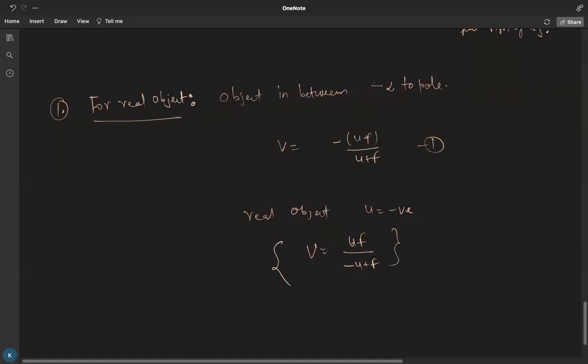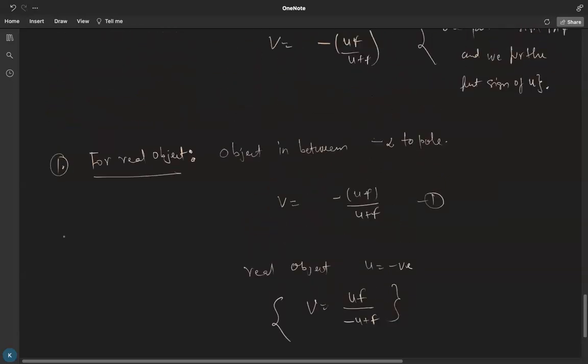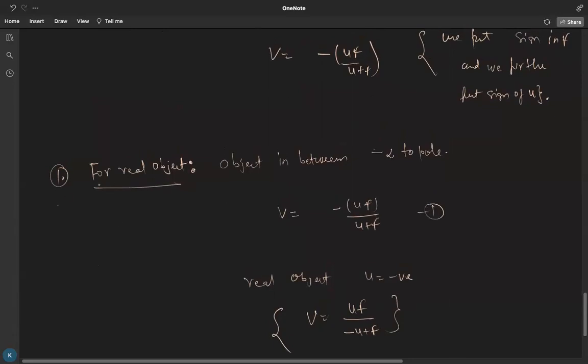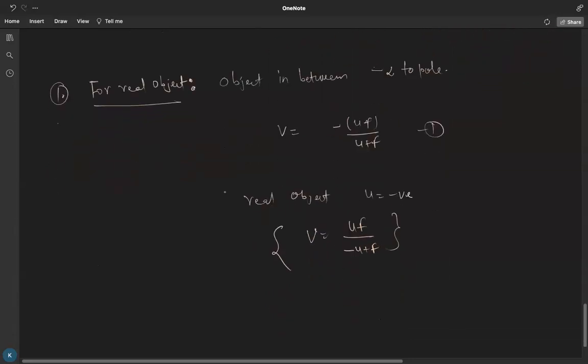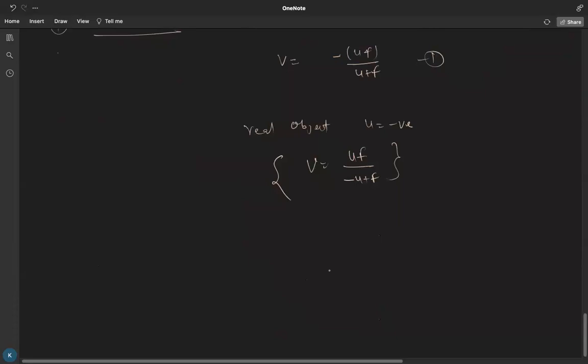Now we have certain cases, like what if u is greater than f, u is less than f. So these are the cases we are going to discuss here. Look, this is the sub-case: for a real object, the v that we got, that means the distance of the image from the pole, is like this. Now we have to take the further cases when u is greater than f and u is less than f. So I'm going to take it as case A, or you can say case 1A.